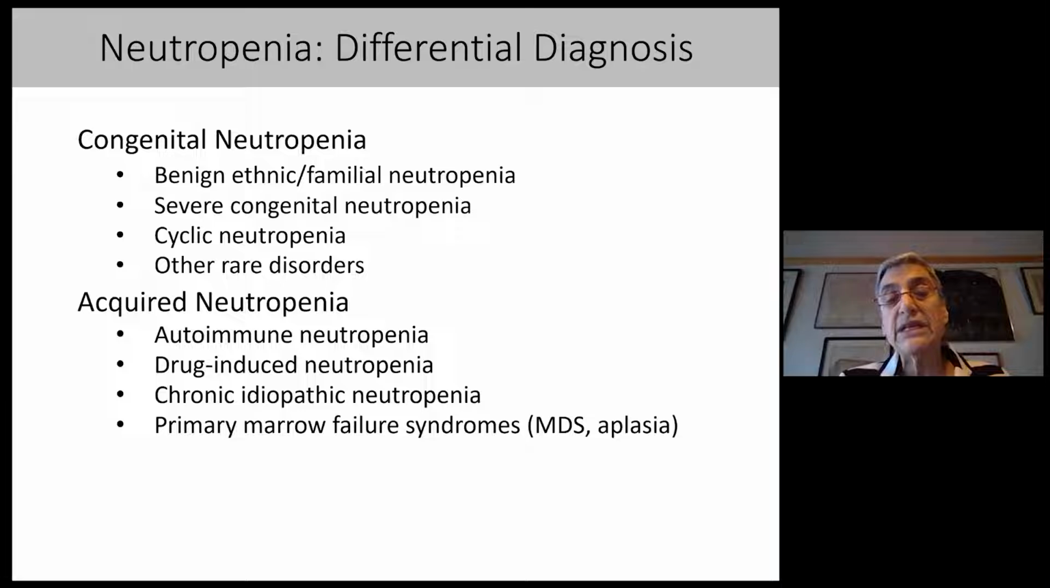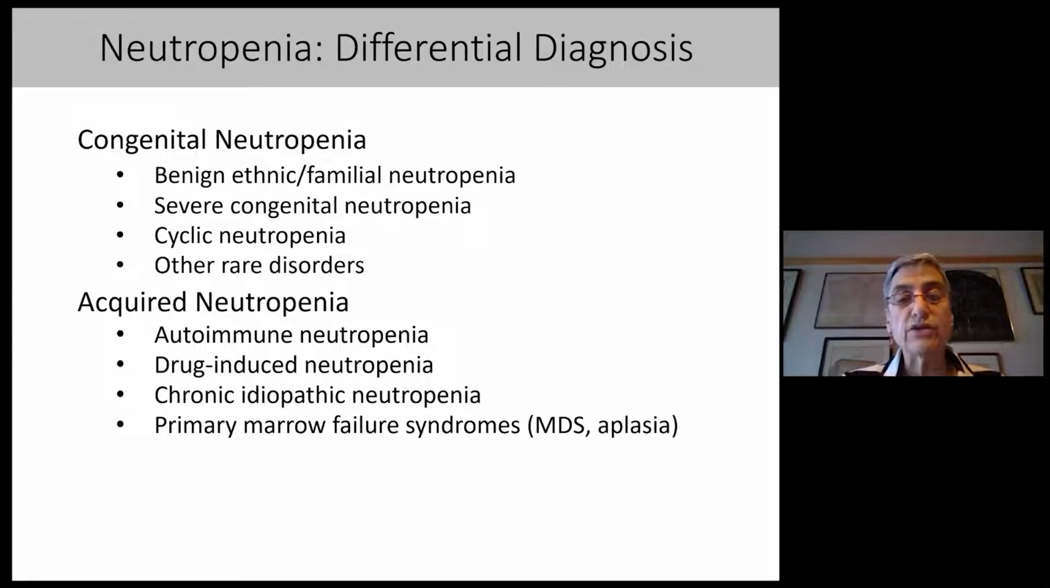The workup of neutropenia is usually performed by a hematologist, but there are multiple forms of neutropenia. There are the congenital neutropenias, which we discussed, which can be benign, ethnic, and familial neutropenias, to be distinguished from severe congenital neutropenia, which is a disease that's usually diagnosed in early infancy. Cyclic neutropenia, which, as we mentioned, is related to the same mutation that causes the most common form of severe congenital neutropenia. And other rare disorders, primarily immune deficiency disorders in childhood, that can be associated with neutropenia.